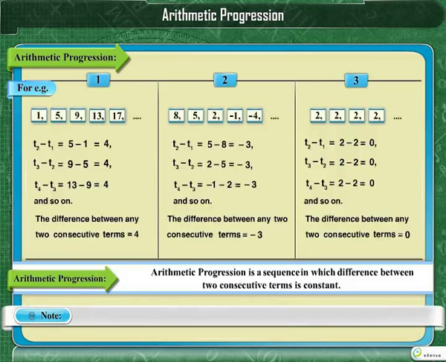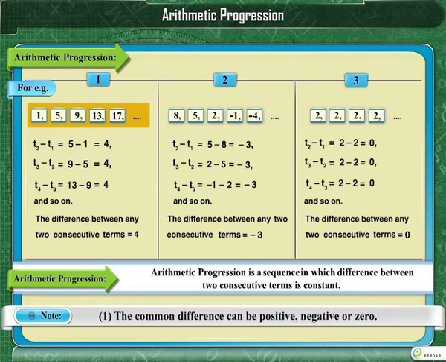Students, note that the common difference can be positive, negative, or 0. In the first example, the common difference was 4, that is positive. In the second example, the common difference was minus 3, that is negative. In the third example, the common difference was 0.